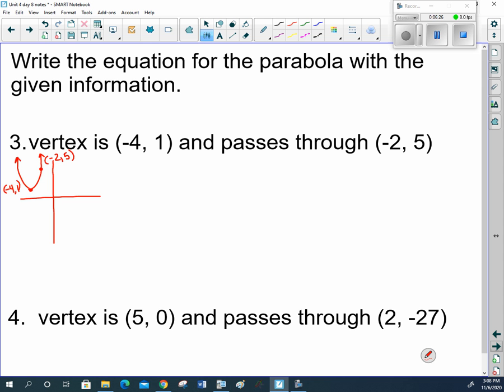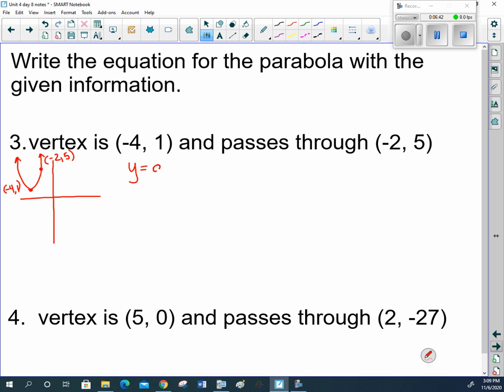So my parabola is doing something like this. So we need to figure out what the A is. You got to have another point to figure that out. Just having the vertex is not enough information to help you figure out what the A is. You have to have another point so it will define what kind of stretch you have. But since I know the vertex, I'm going to start out in vertex form.